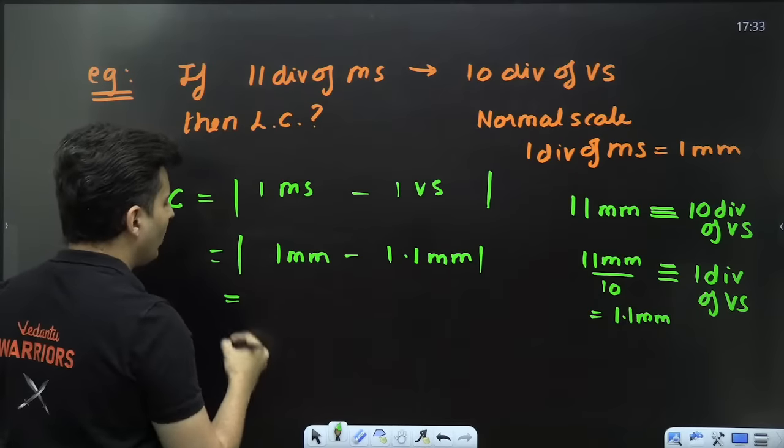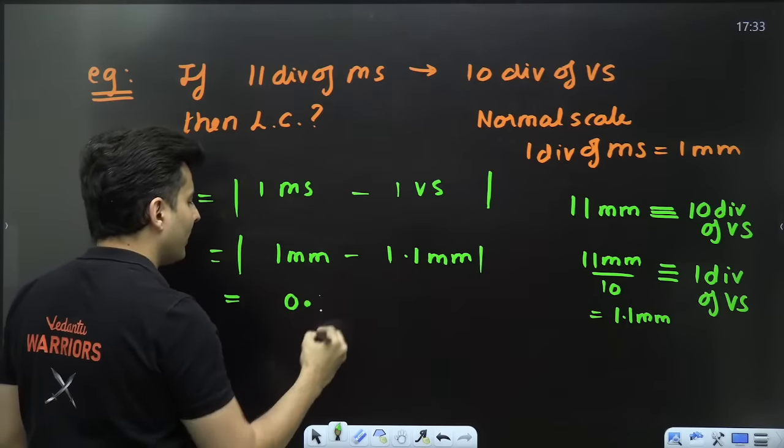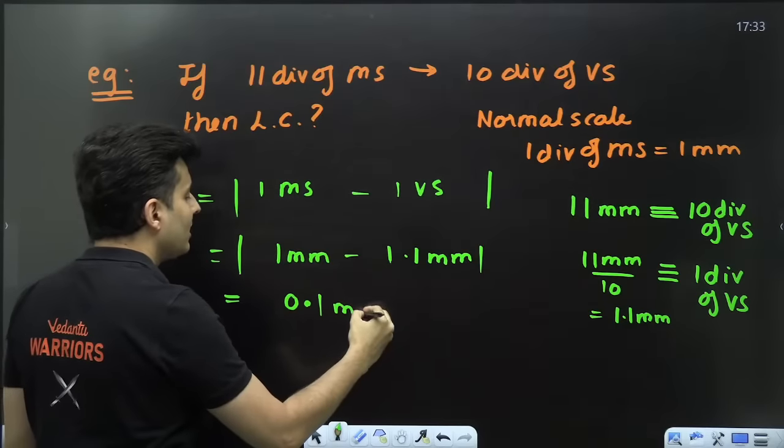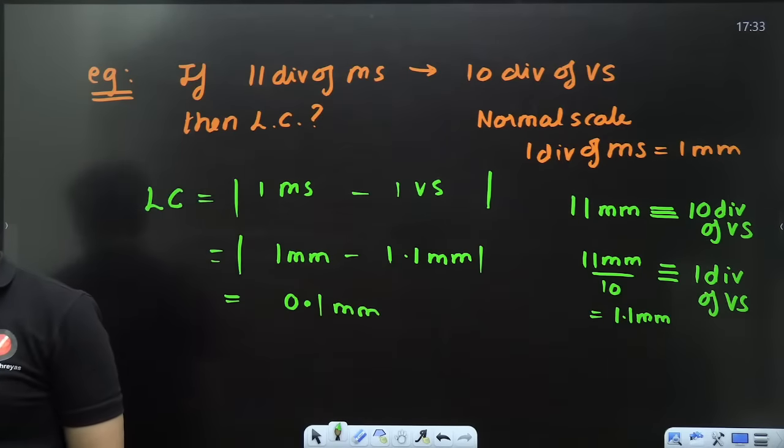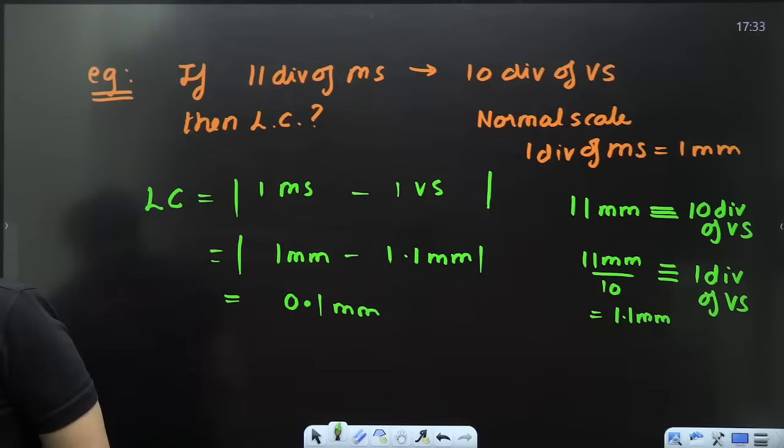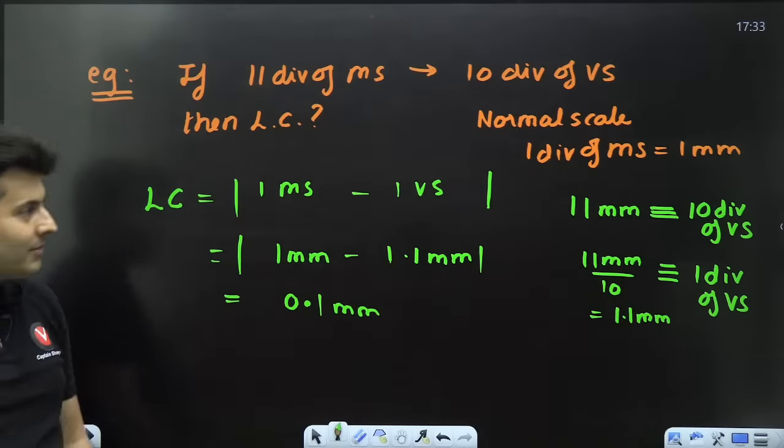Now 1 minus 1.1 is 0.1. Take the mod value always. So that is the least count. Is that clear? Everybody with me? Understood? Awesome.